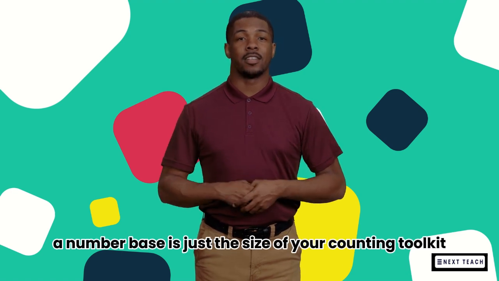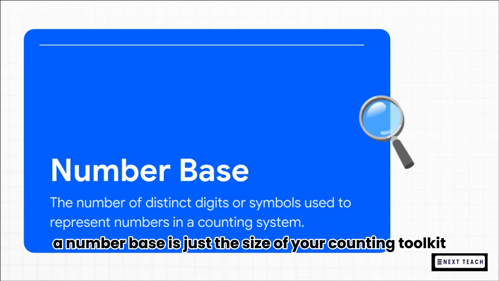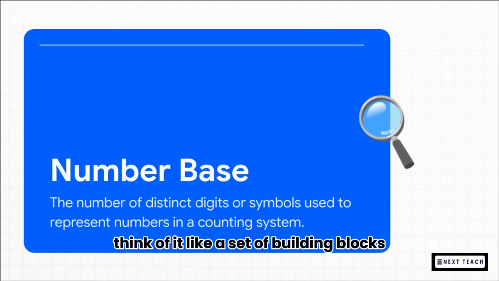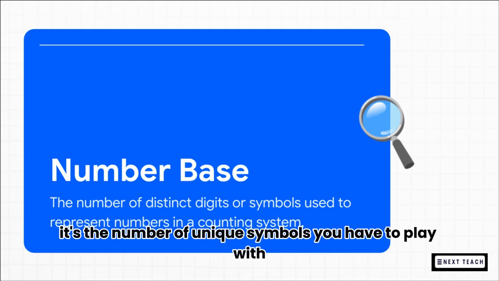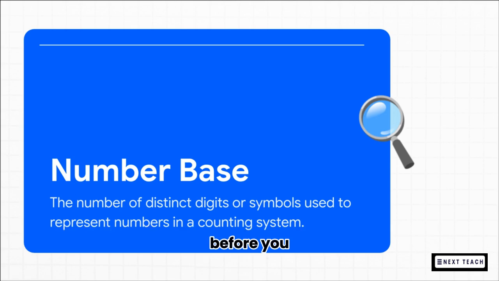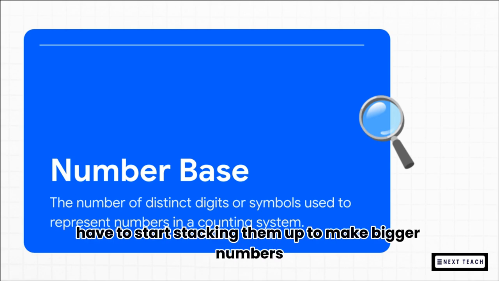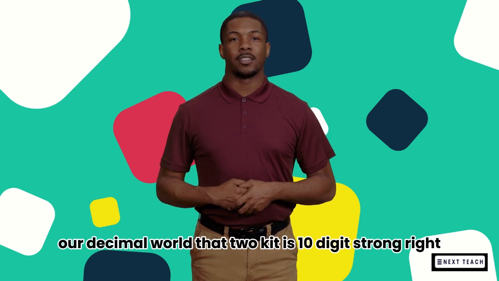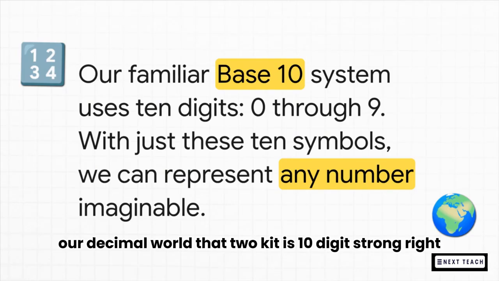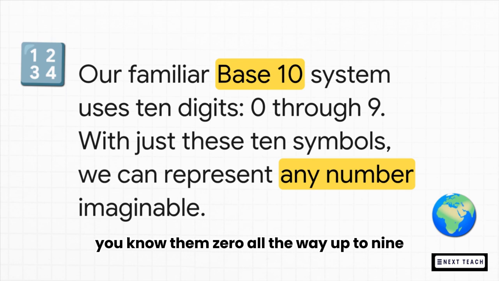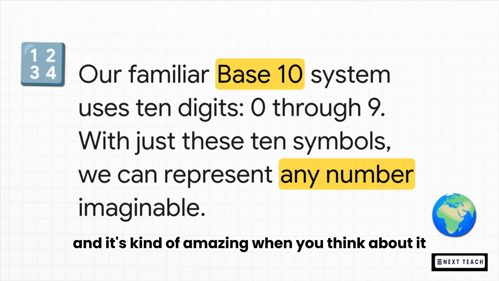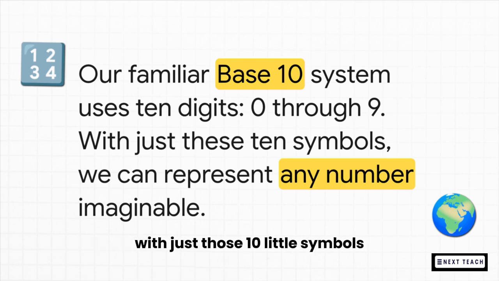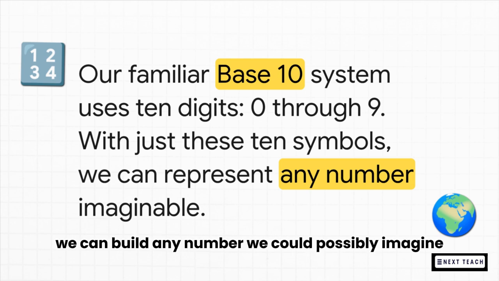At its heart, a number base is just the size of your counting toolkit. Think of it like a set of building blocks. It's the number of unique symbols you have to play with before you have to start stacking them up to make bigger numbers. And in our everyday world, our decimal world, that toolkit is 10 digits strong, right? You know them, 0 all the way up to 9. And it's kind of amazing when you think about it. With just those 10 little symbols, we can build any number we could possibly imagine.